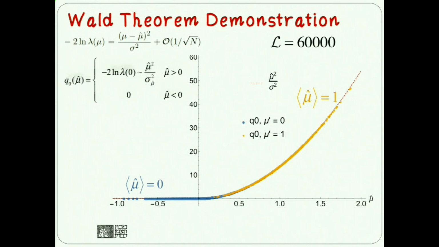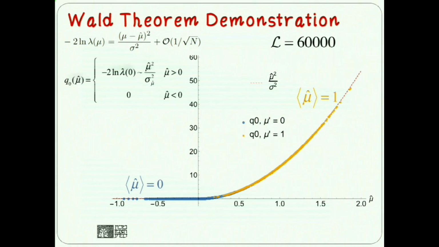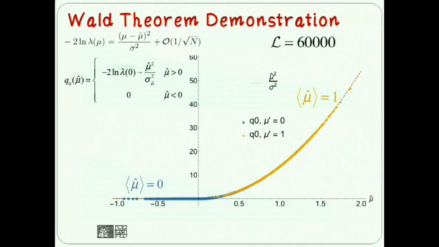Here's a demonstration of Wald's theorem. We use a luminosity of 60,000 entries here, and let them distribute under this. We want to check that minus 2 log lambda of mu really distributes like this. So we test the background-only hypothesis, and it's supposed to, according to Wald, look like this. If I test mu equals 0, then minus 2 log lambda of 0 is mu hat squared over sigma of mu hat squared for mu hat greater than 0, and 0 for a downward fluctuation of the background, for mu hat less than 0.